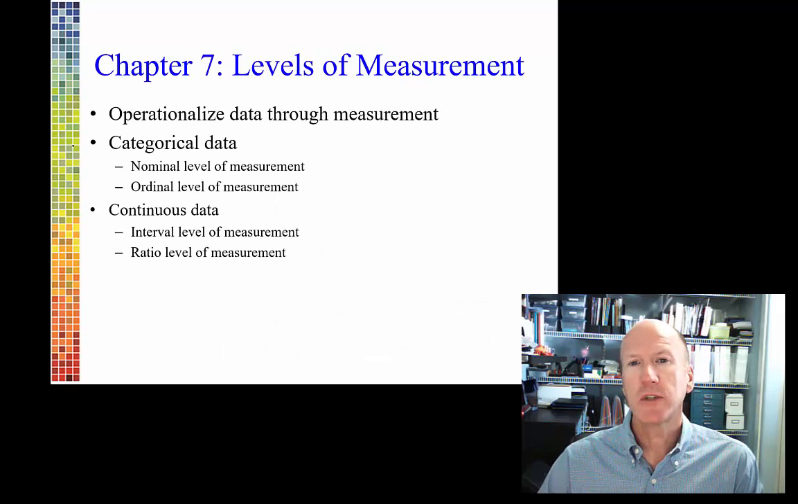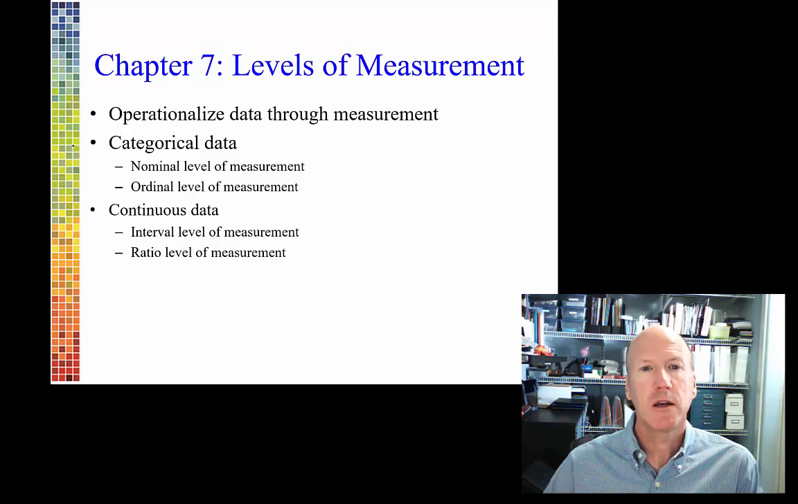Another concept we'll be talking about in Chapter 7 are levels of measurement, and we operationalize our data through measurement. So it's basically how are we going to measure the concept that we're interested in studying. So in my research example, if I'm interested in studying work-life balancing, how am I going to measure that concept? And there are two different broad types of levels of measurement, categorical and continuous. Categorical data can come in the form of nominal or ordinal levels of measurement, and a second type, continuous data, can come in the form of interval or ratio levels of measurement.